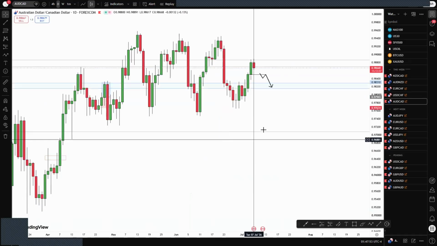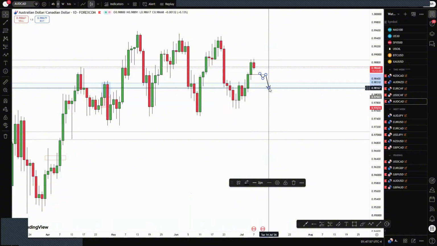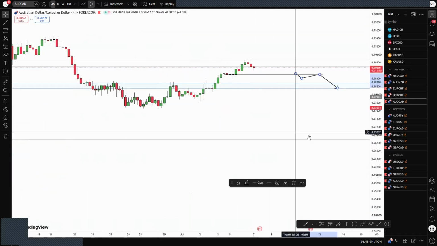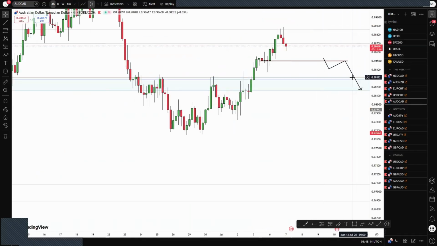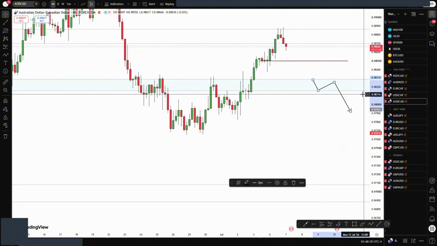AUD/CAD, this pair needs to take its time. I need it to do a lot of things. Okay. But if I knew that this was an OG level, we would have caught ourselves from there. But anyway, it's fine. We can join when price is at this level. There's no problem.